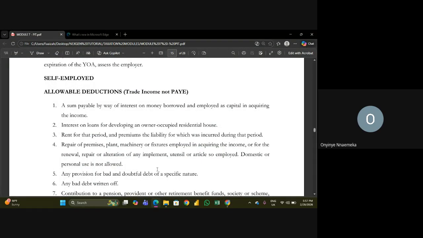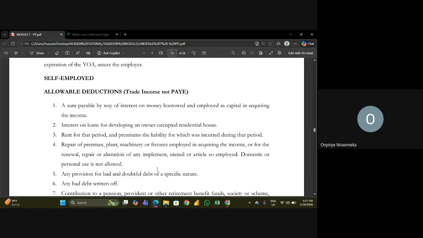Allowable deductions. Number one, interest on money borrowed and employed as capital in acquiring income. So you need to expand your business, then you went to First Bank or UBA to borrow money. Then you are expected to pay interest on that money. That interest is an allowable expense.